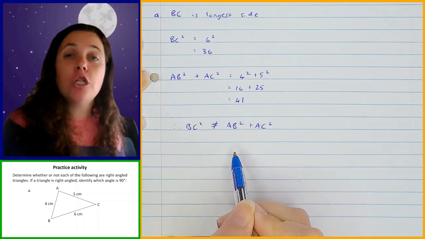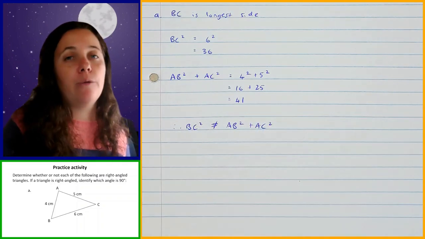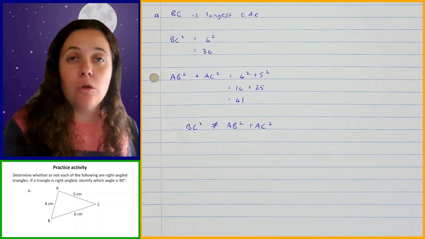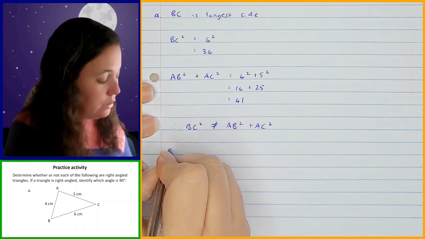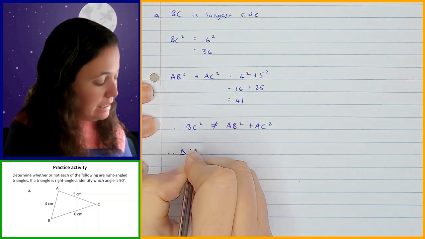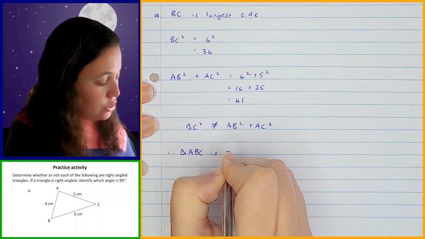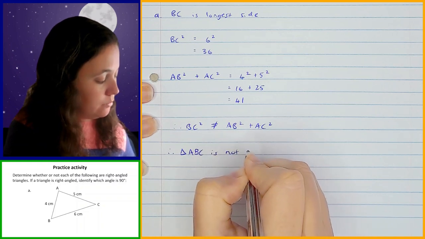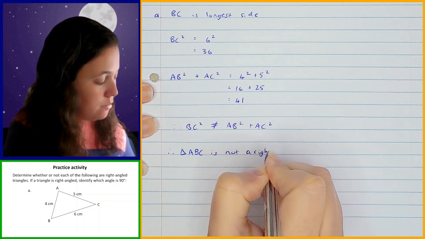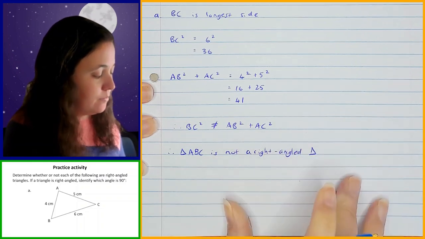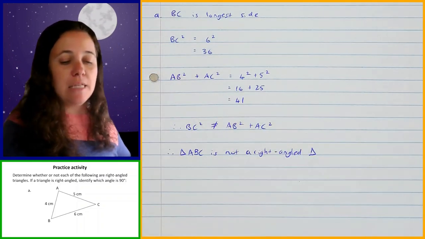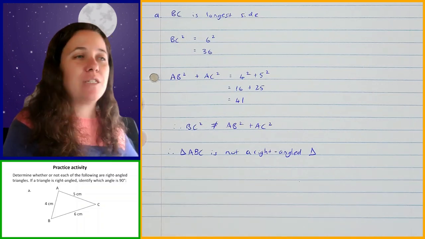So now because it's not equal, that means that Pythagoras' theorem is not going to work for this triangle. And because it doesn't work, it means that this is not a right angle triangle. Therefore, triangle ABC is not a right angle triangle. Okay, so that's what you should have got for that example.